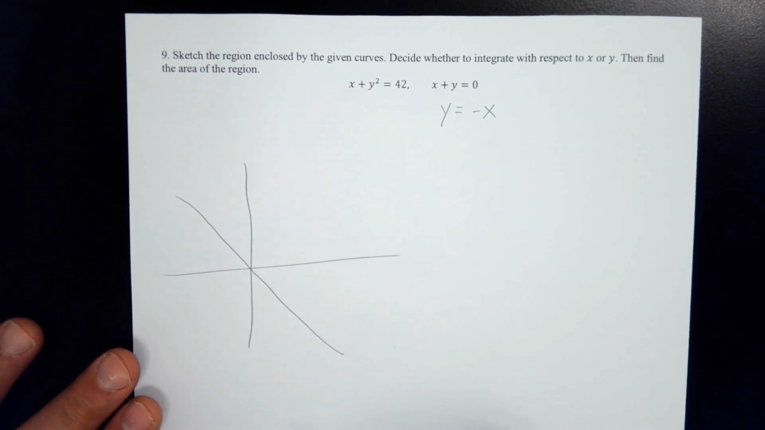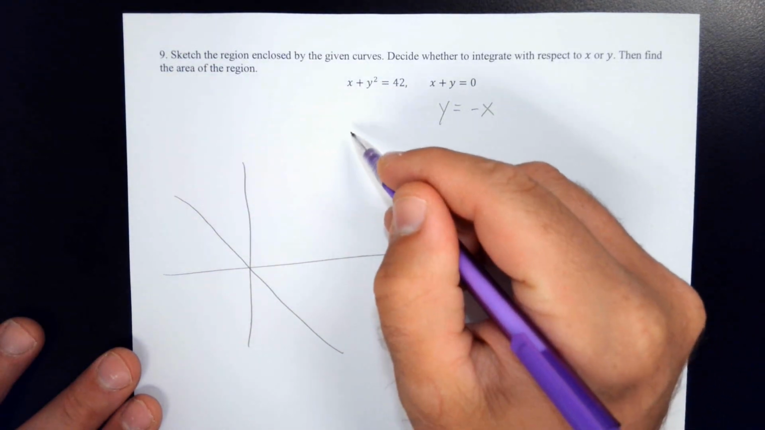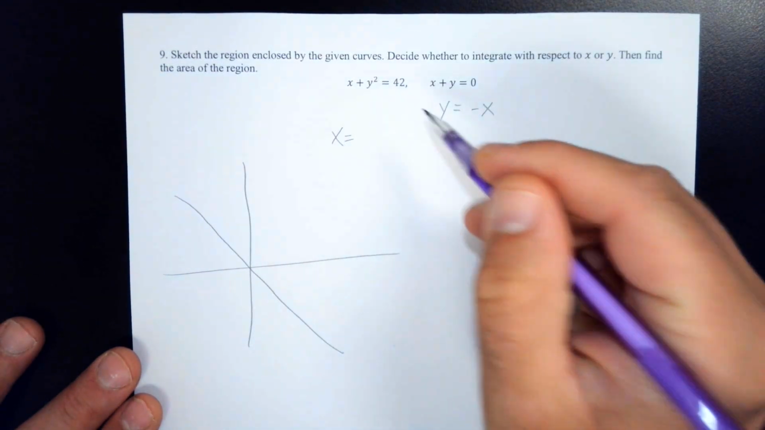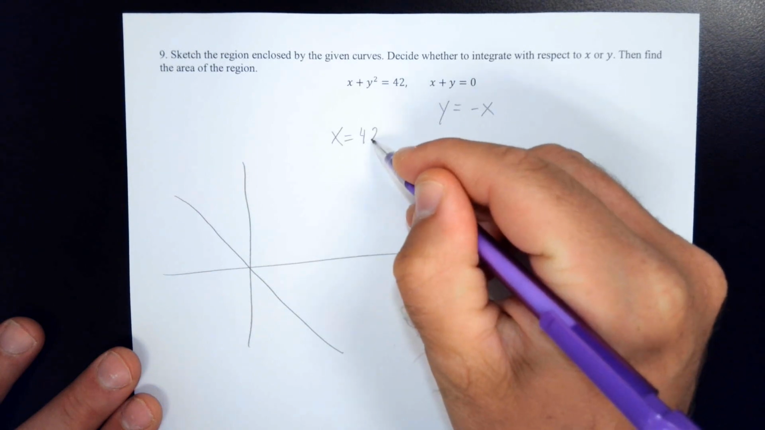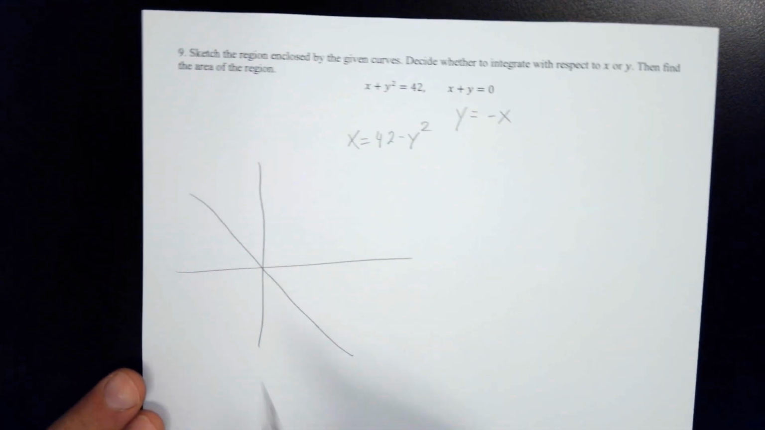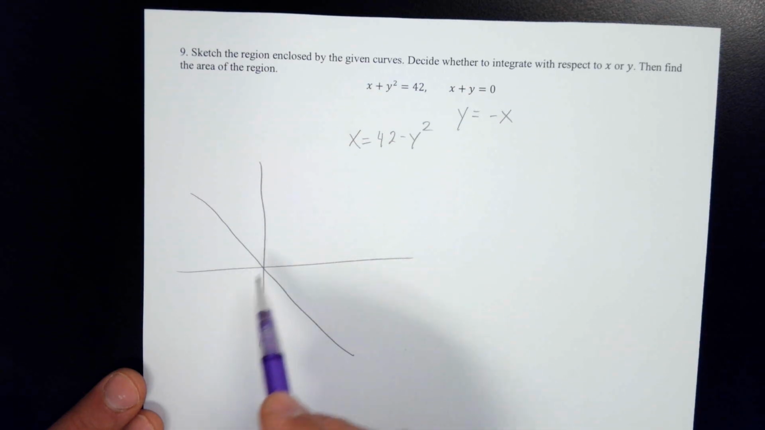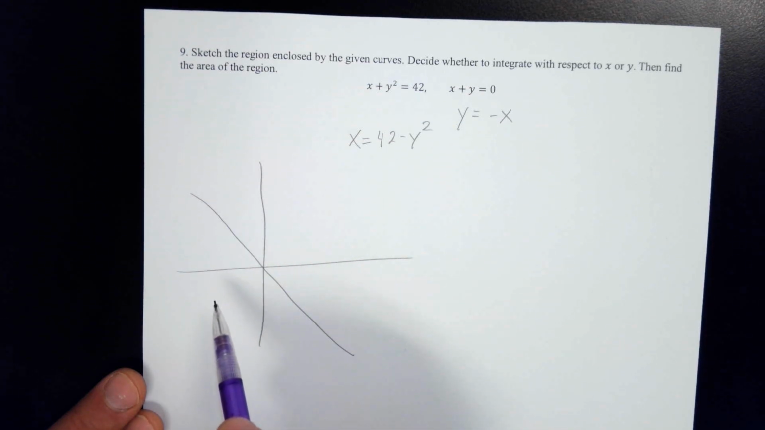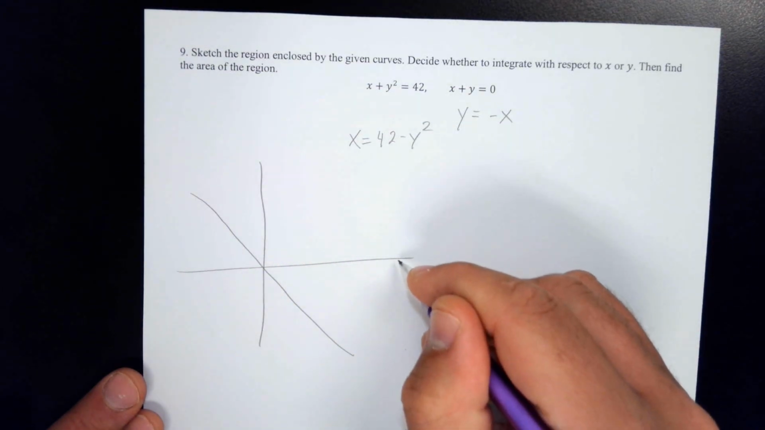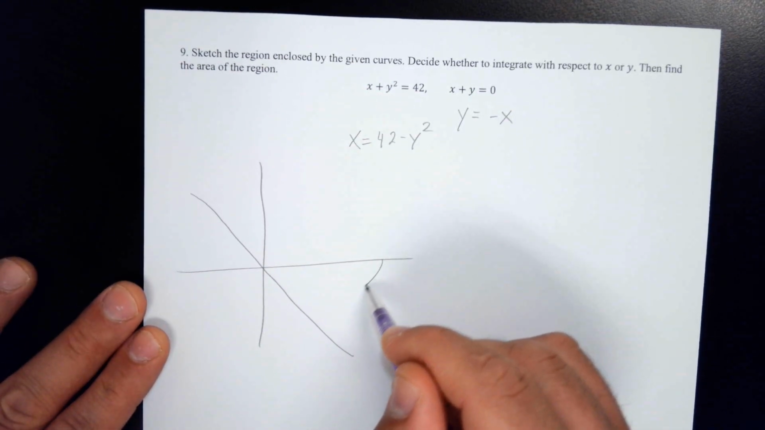The other one, if I wanted to, I could get the x by itself. This would be x equals 42 minus y squared. Now, negative y squared would be this sideways parabola that opens to the left. x equals negative y squared would be that one. But this one's moved way over here to 42. So this parabola would look something like this.